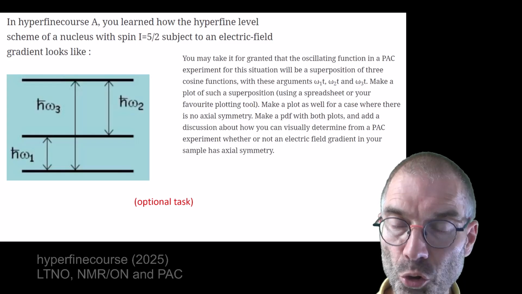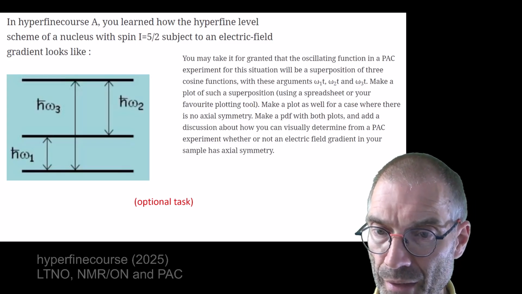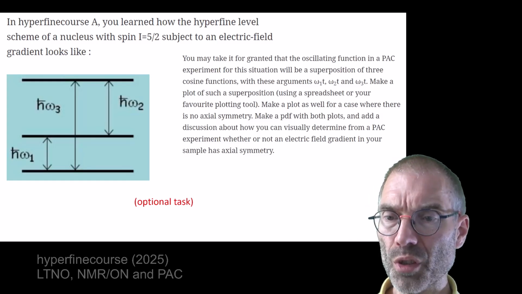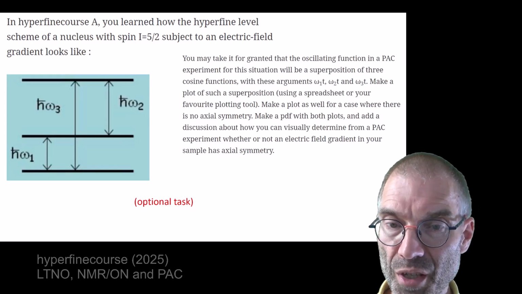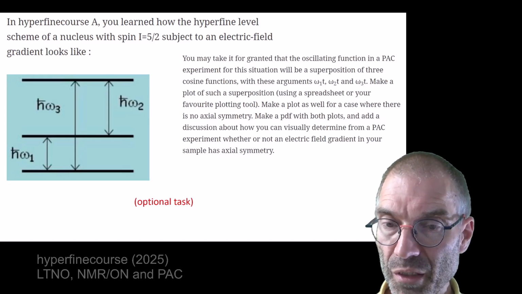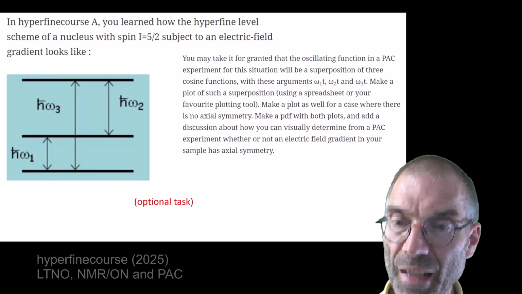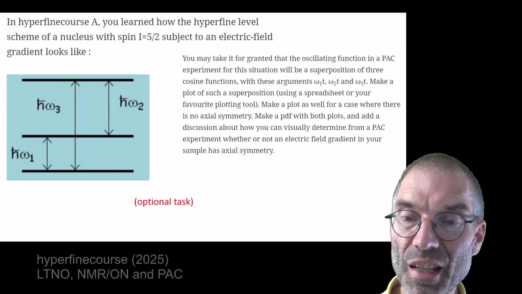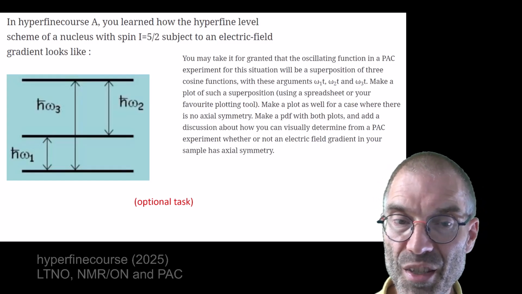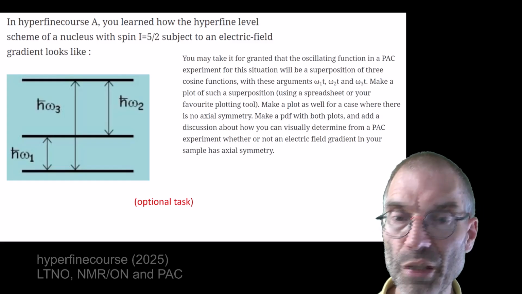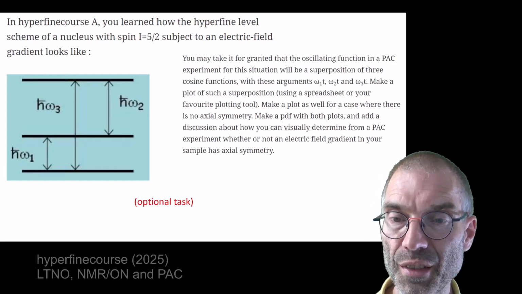There was in that optional module also an optional task. And well, let me repeat what the task was. If you have a nucleus with spin 5 halves that is split by an electric field gradient in this particular pattern here, well, the energy differences between these three levels will be the frequencies that appear in the PAC curve. This is something we did not prove or deduce. That is something you should take here for granted.